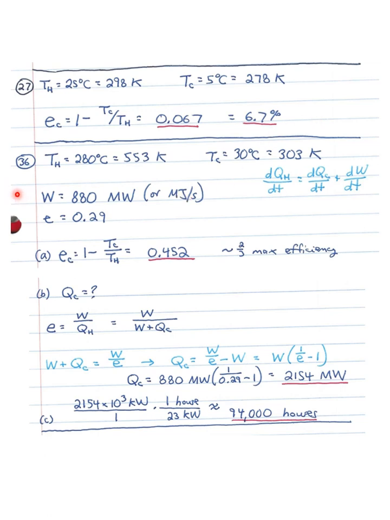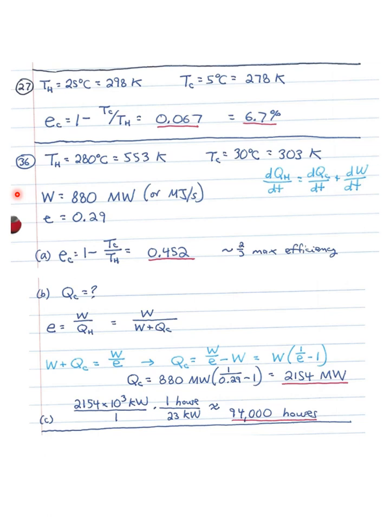For number 36, a power plant extracts energy from steam at 280 degrees Celsius. So right there I'll say T sub H is, and I'll convert that to Kelvin, 553. It delivers 880 megawatts of electric power. Now this is actually the work that's done by the engine, and in ways that we'll discuss later on in the semester, that work gets converted to electric power. So work is 880 megawatts.